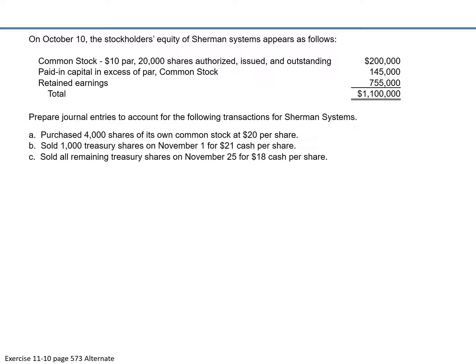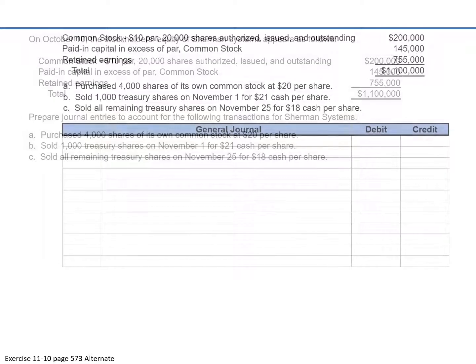All right, so same problem, different numbers. Why don't you take a minute, see if you can record the journal entries, and when you're finished, resume the recording and we can go through the answers. All right, so in letter A, we purchased 4,000.